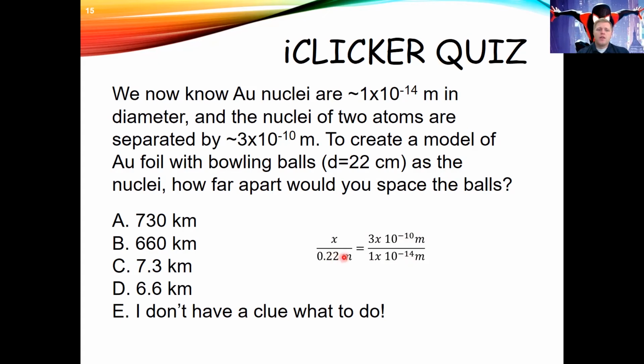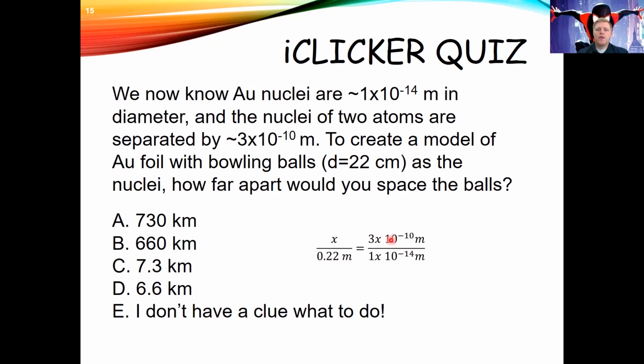On the left, we have the diameter of the bowling ball, which corresponds to the distance the bowling balls are apart. Then on the right, we have the diameter of the gold nuclei, which corresponds to how far apart the nuclei are from each other. Now you might be asking, how did I know to put the distance between the nuclei on top and the diameters of the nuclei on bottom and not the other way around? The answer is you can do it both ways. It just changes whether you're multiplying or dividing by x.